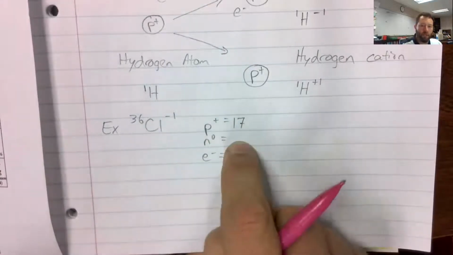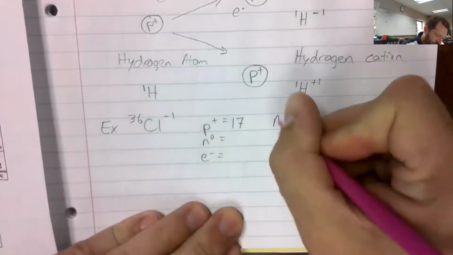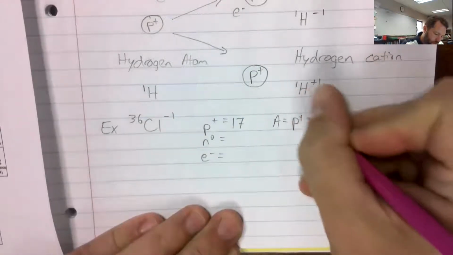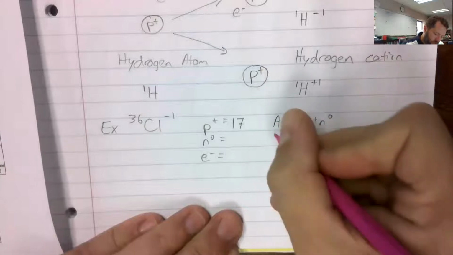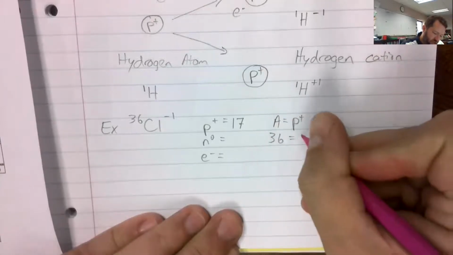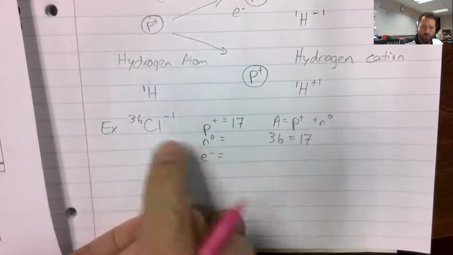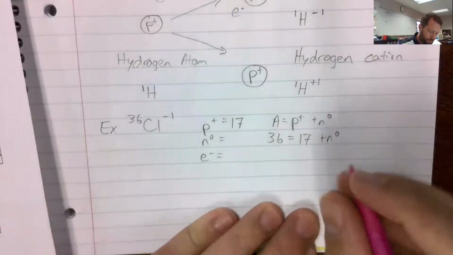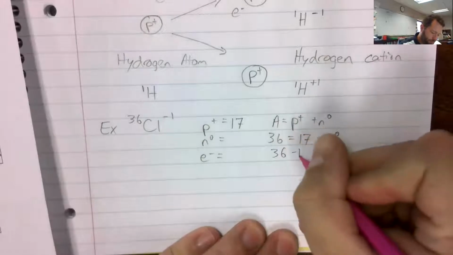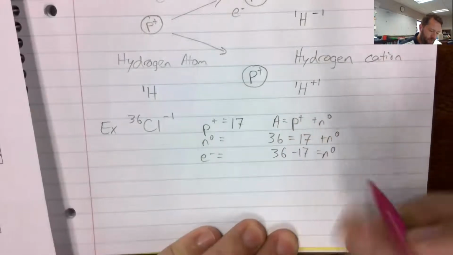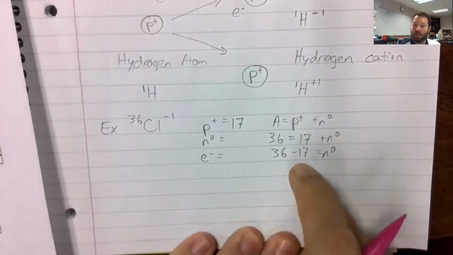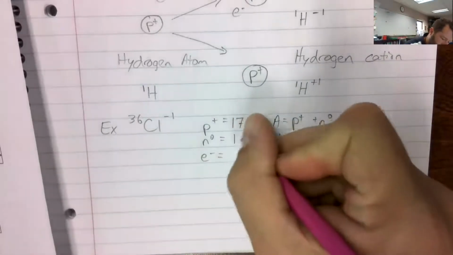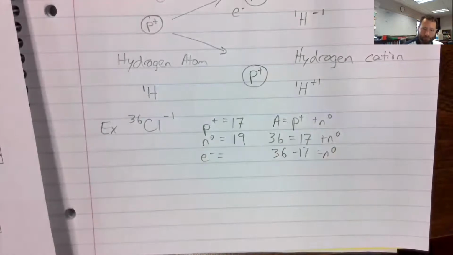To figure out my number of neutrons, I'm going to say my A, which is 36, is equal to my number of protons and my number of neutrons. I have a 36 here. I know that there's 17 protons. I'm working with chlorine. There have to be 17 protons. So the difference between 17 and 36 is my number of neutrons, and that is 19.